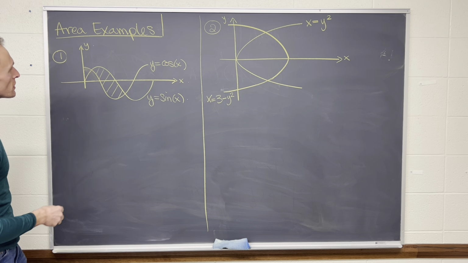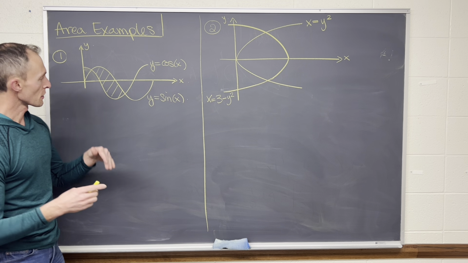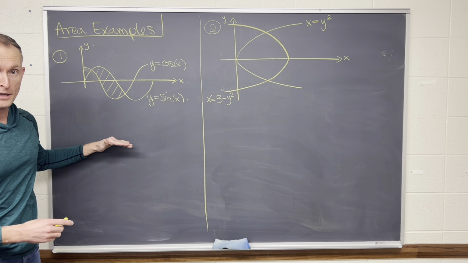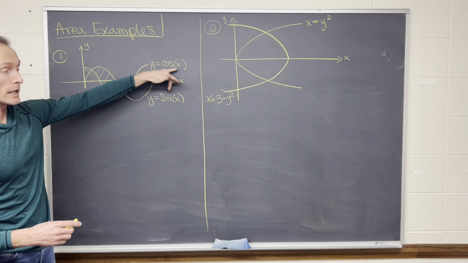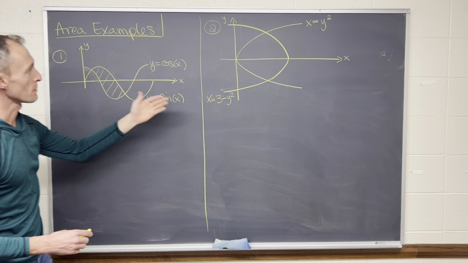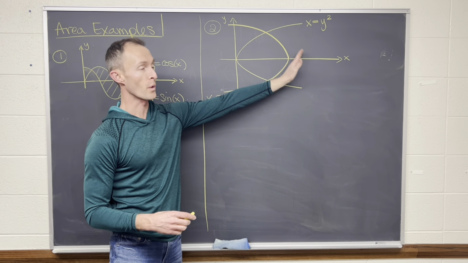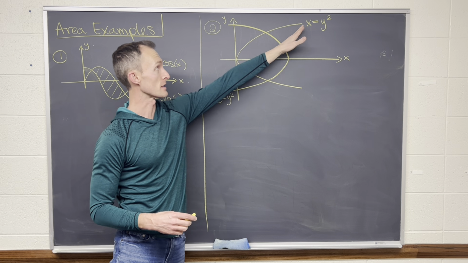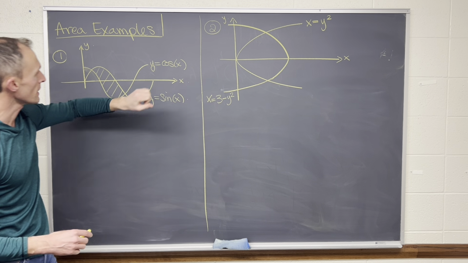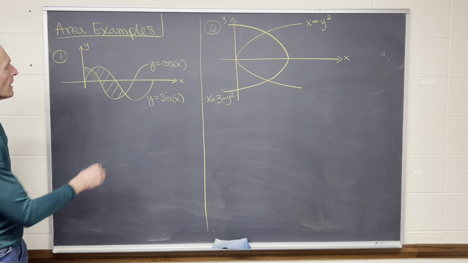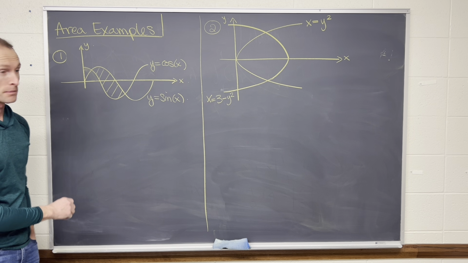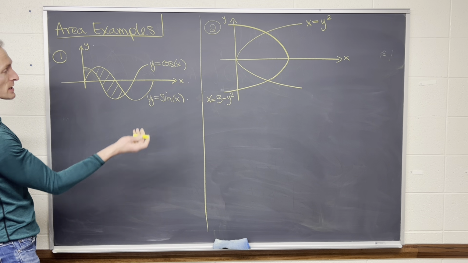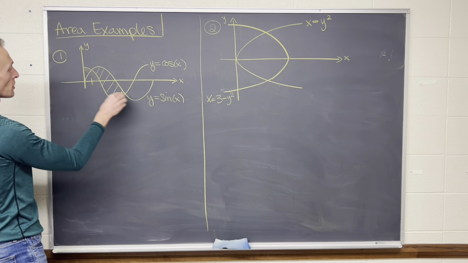So the question I want to understand is, am I going to do the integral of top minus bottom because I'm looking at y equals some function of x, or am I going to do something like I'm going to do over here, where I do right minus left because I have x as a function of y? In this case, since y is defined in terms of x, I'm going to choose to do top minus bottom.